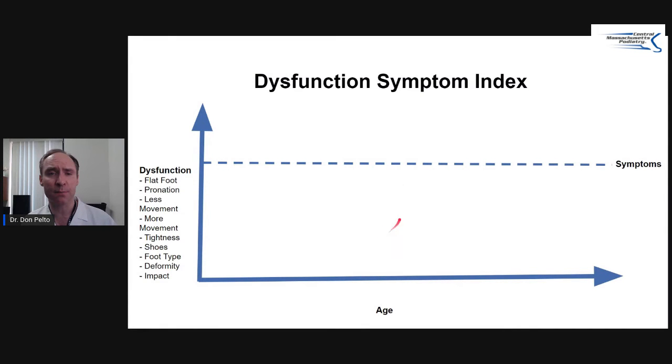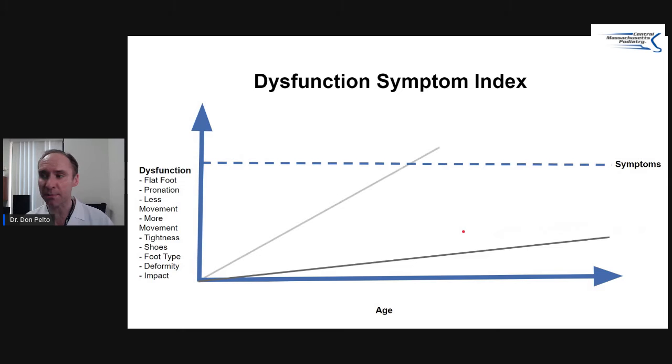Let me show you this. This is the way I explain things to patients in the office. It's called a dysfunction symptom index. Basically, what I like to say is that we all can develop symptoms sometimes in our life, and as you age, you can see here on the bottom, as you get older, you could develop more symptoms. Now, a lot of people don't have any symptoms in their heel. But a lot of other patients can develop plantar fasciitis, or children even can develop something like this, Sever disease.